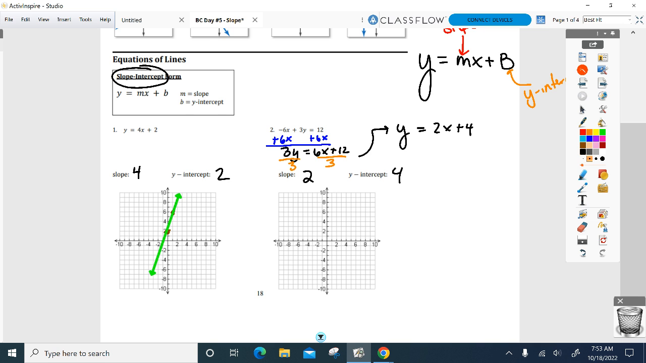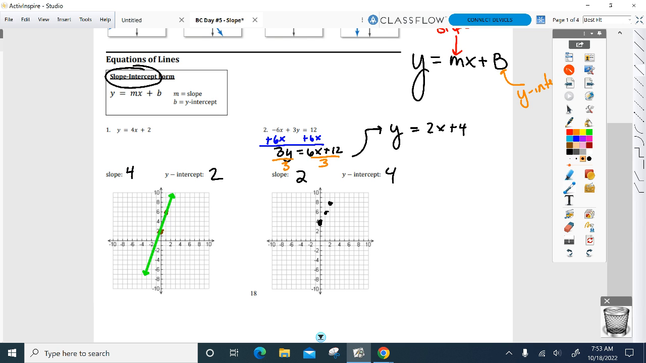And now let's graph it. What point should I graph first? Y-intercept, which is 4. So everybody go to 4 on the y-axis. Graph it. And then I'll go up 2 over 1. Up 2 over 1. And again, graphing's not my concern. It's really writing the equations today. Done.